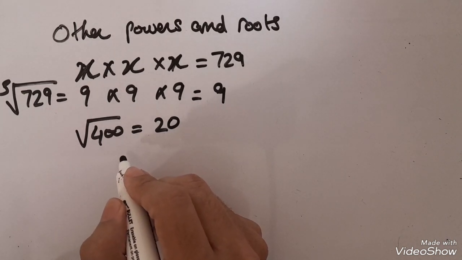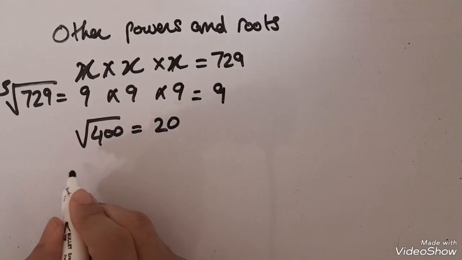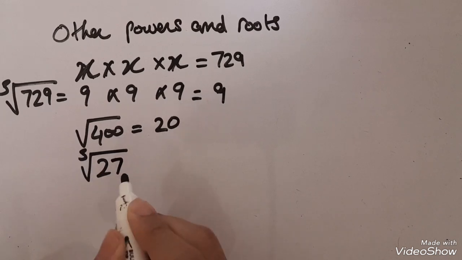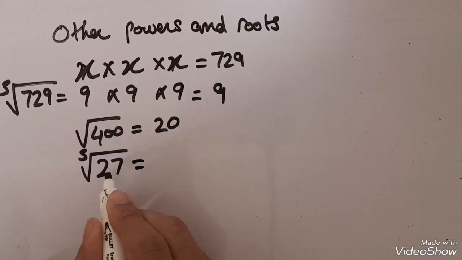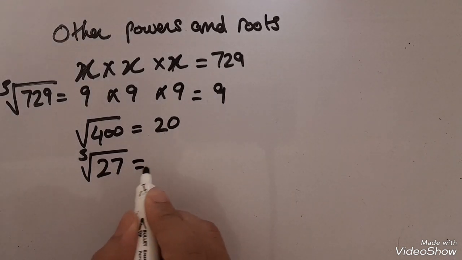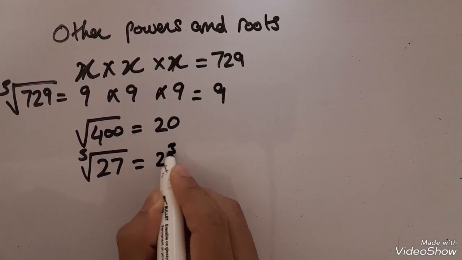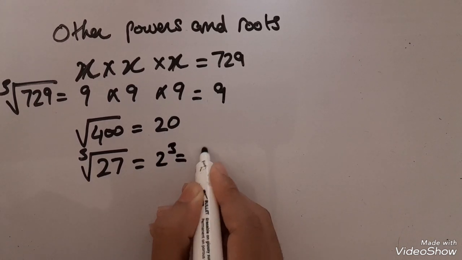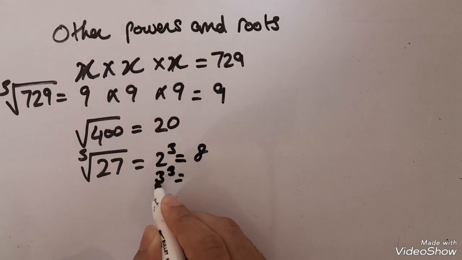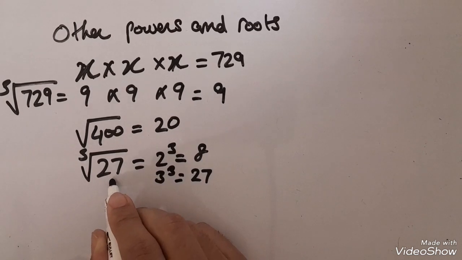Then the third example will be, if we have the cube root of 27, which number can be multiplied 3 times to get 27? So 2 cubed will be 8, and 3 cubed is 3 times 3 is 9, 9 times 3 is 27. So the cube root of 27 is 3.